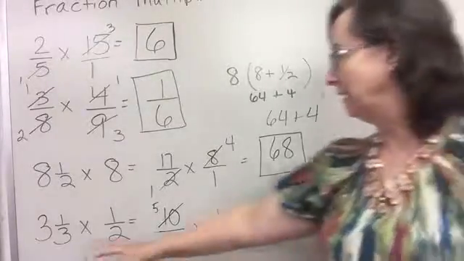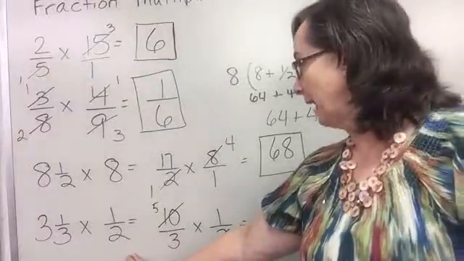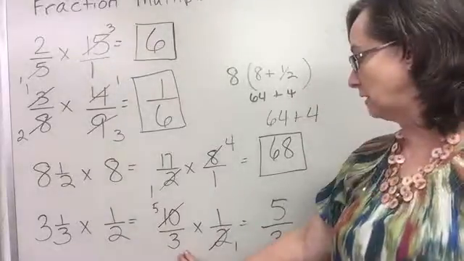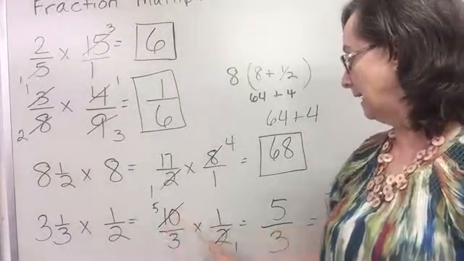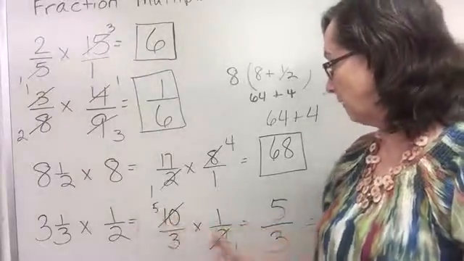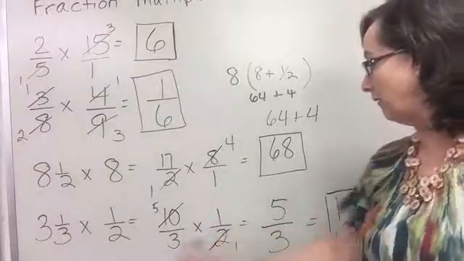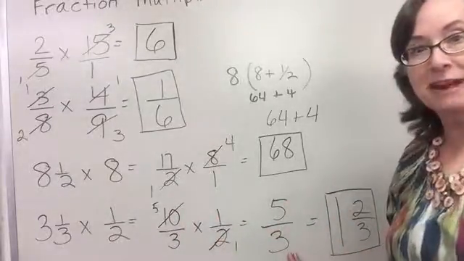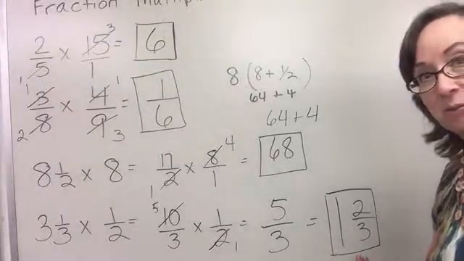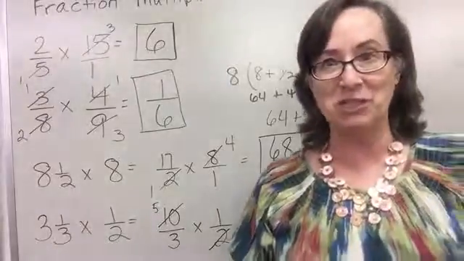And the last one is 3 1/3 times 1/2. And I take my 3 1/3 and turn it into 10/3. Then I have a 10 and a 2 that will cancel out a 2. 10 divided by 2 is 5. 2 divided by 2 is 1. 5 times 1 is 5. 3 times 1 is 3. 5/3 needs to be simplified to 1 2/3. And that is the end of your checkup.